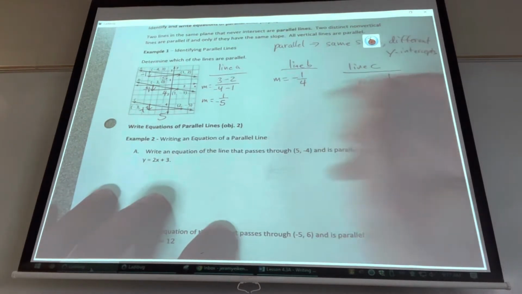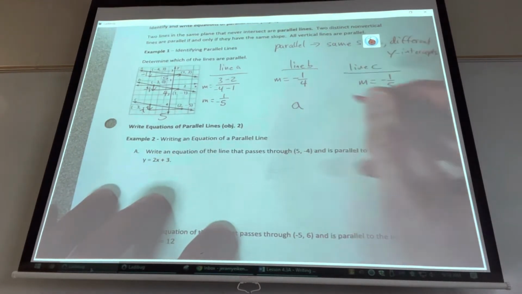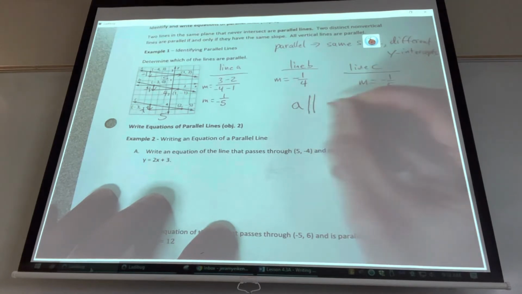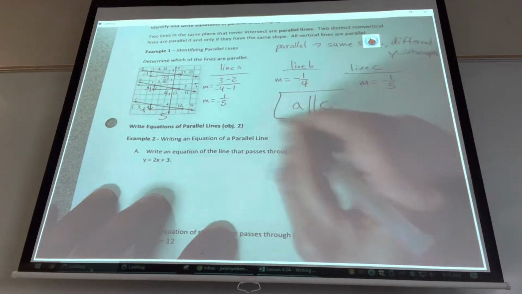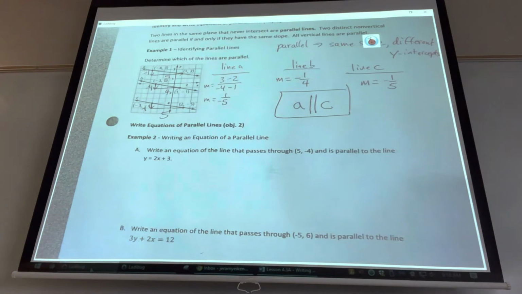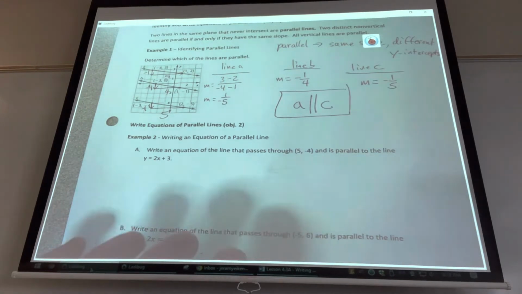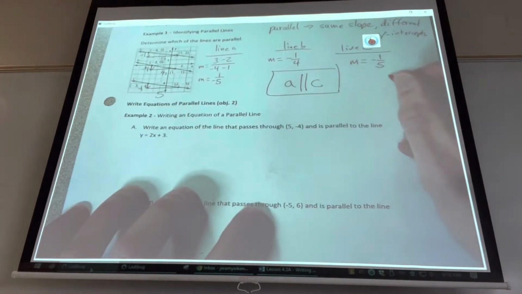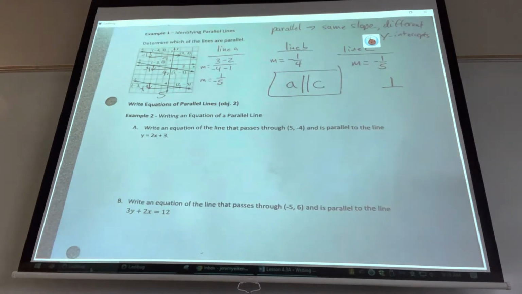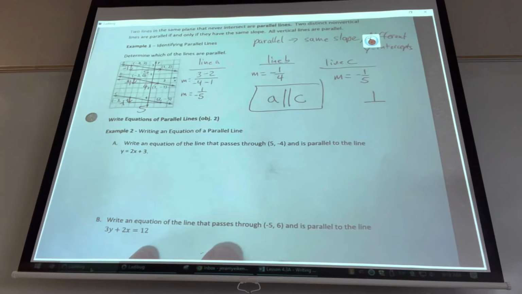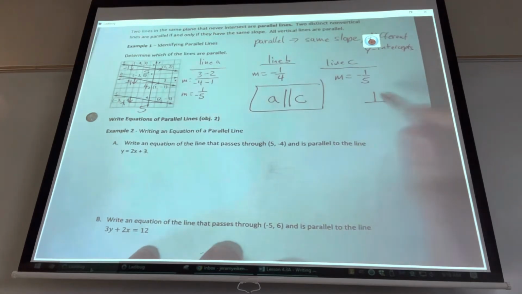Now check this out. There's some notation you can use. You can say A is parallel to C. That's a symbol for parallel. It's not 11, it's parallel. You guys cool with that? I think tomorrow we're going to learn this symbol. Does anybody know that symbol yet? Well, tomorrow we'll learn that symbol.